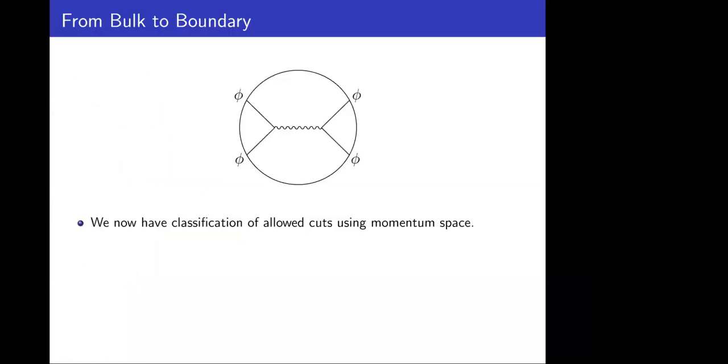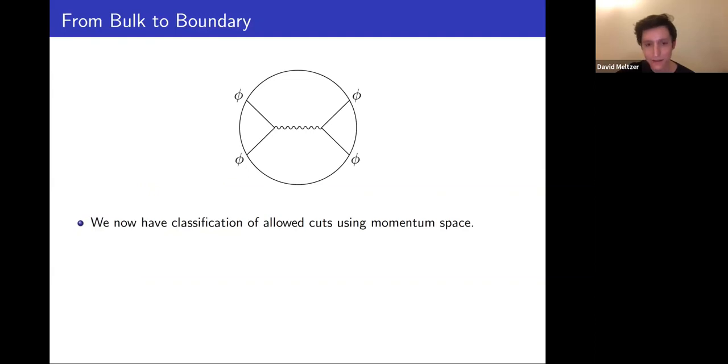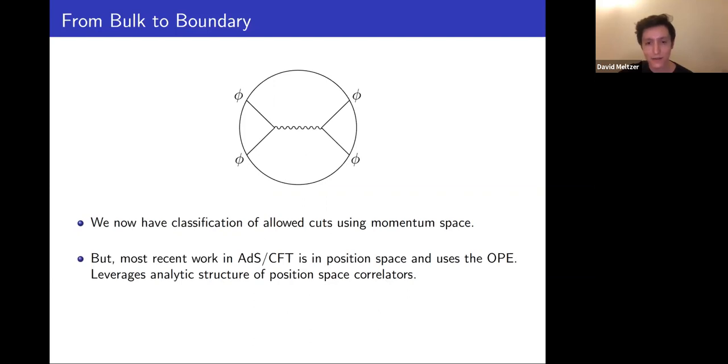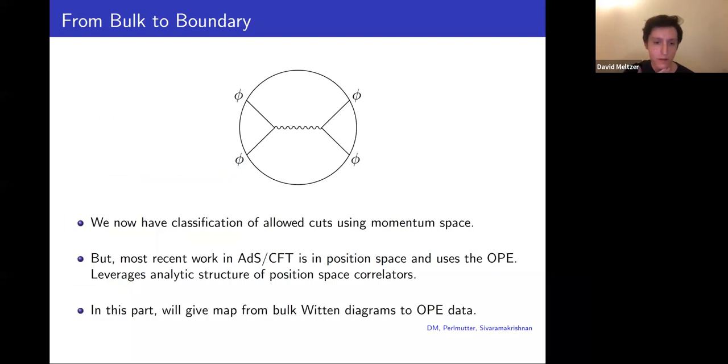And so in the previous section, I explained how to classify allowed cuts using momentum space. But most recent work in AdS/CFT is done in position space and uses the OPE because position space correlators have a nice analytic structure. So in this section, I just want to give a map from the Witten diagrams to the actual OPE data and explain a connection to what people have studied in the past few years.